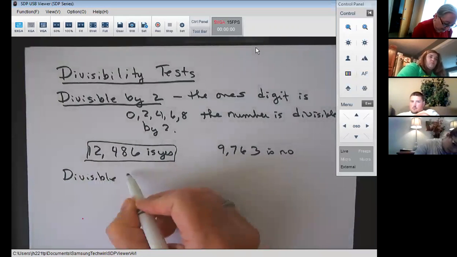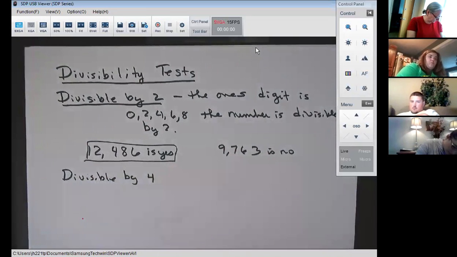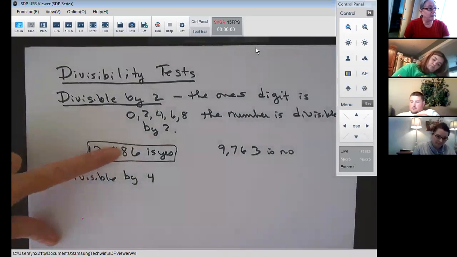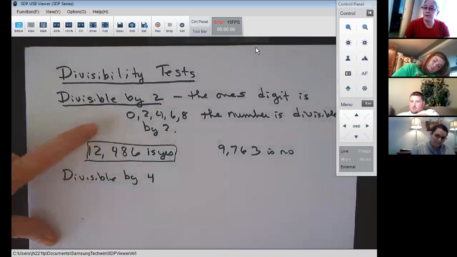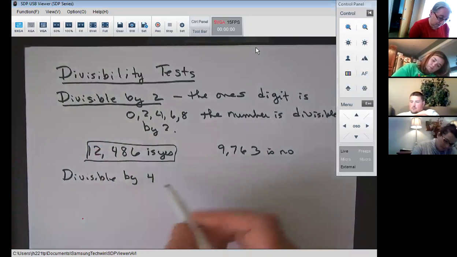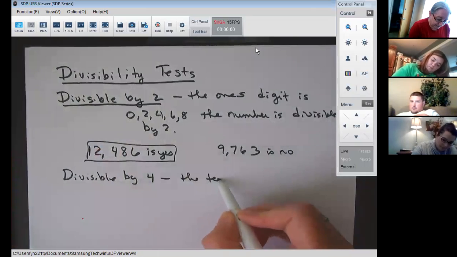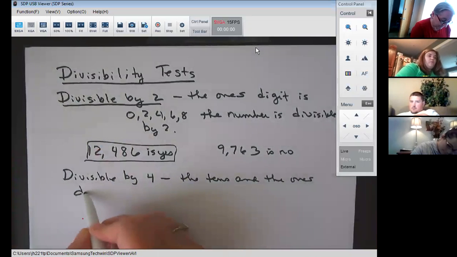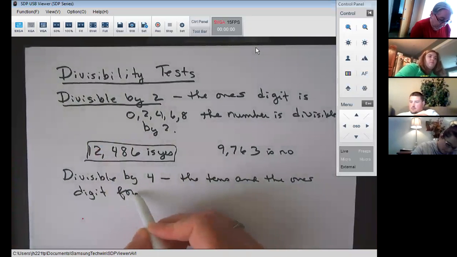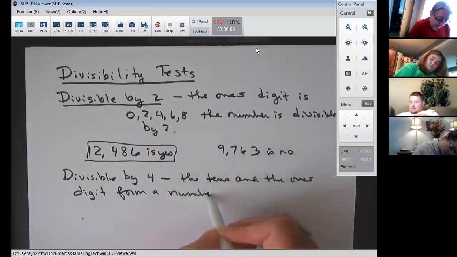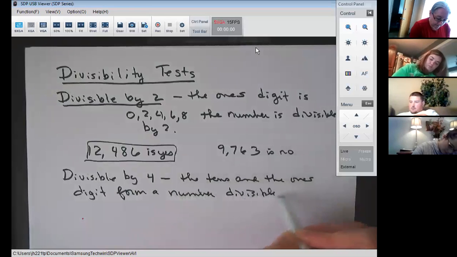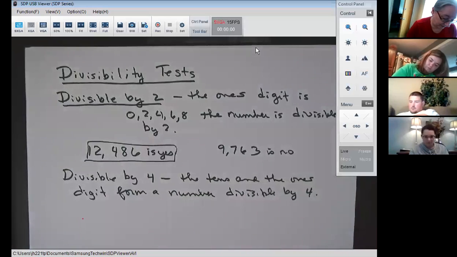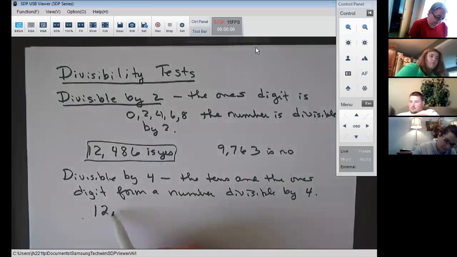Divisible by 4. Now, in this case, you have to look at 2 digits. So I would actually need to look at both the 8 and the 6 in this number here to see if it's divisible by 4. So divisible by 4 means the 10s and the 1s digits form a number divisible by 4. All right, so what does that mean? Well, let's look at this 12,486. Is 86 divisible by 4?